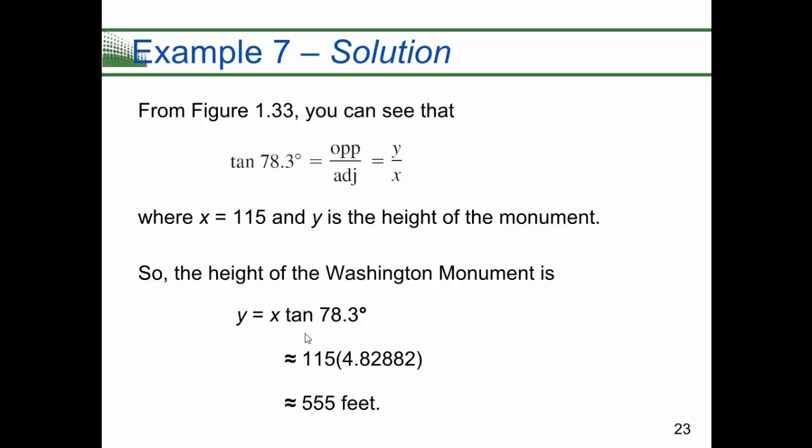555 feet. I hope that with our continual trigonometry, you are starting to learn a little more and remember how these 6 trigonometric functions work and how they work with the unit circle, how they work with right triangles, how to tell the difference between radians and degrees, and we will continue to learn more and more.